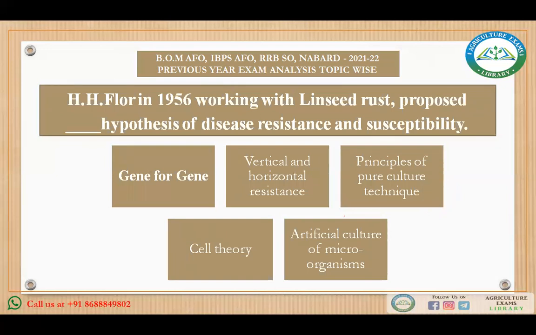In 1956, Flor, working with flax rust, proposed the hypothesis of disease resistance and susceptibility. It was the gene for gene hypothesis. Remember this, it was the gene for gene hypothesis, not vertical and horizontal resistance, principle of pure culture techniques, cell theory, or artificial culture of microorganism. You know who gave cell theory?